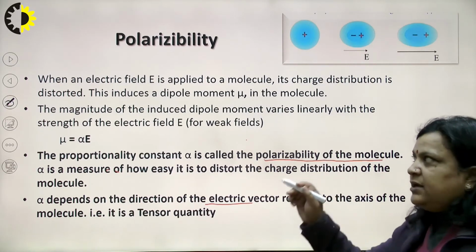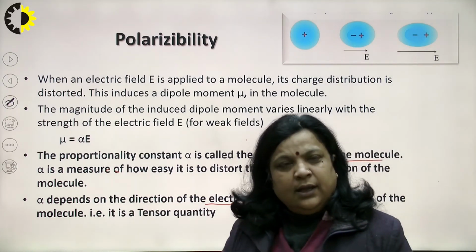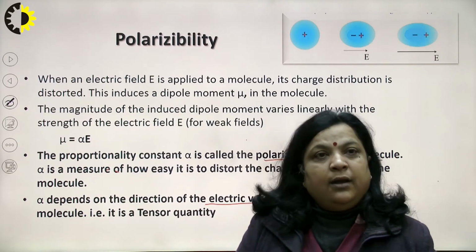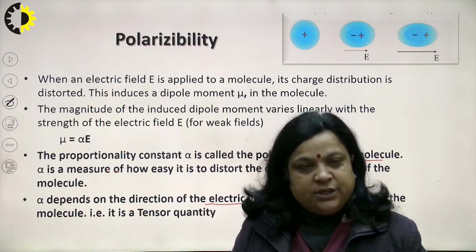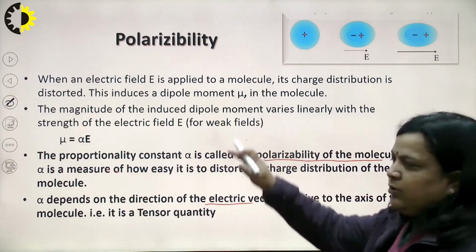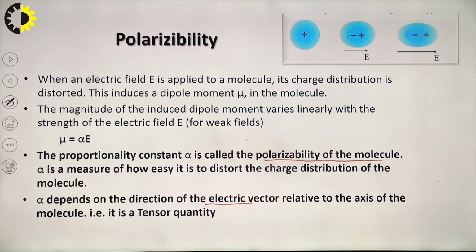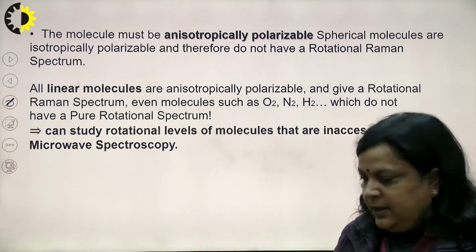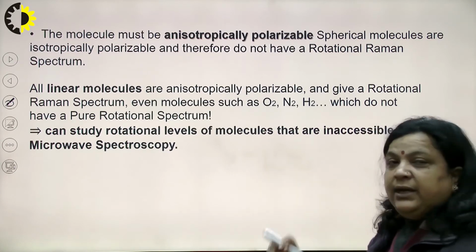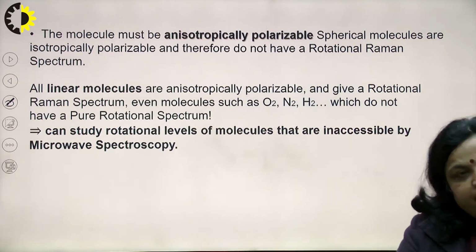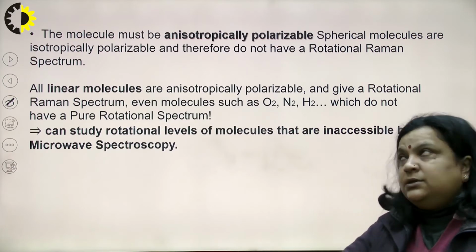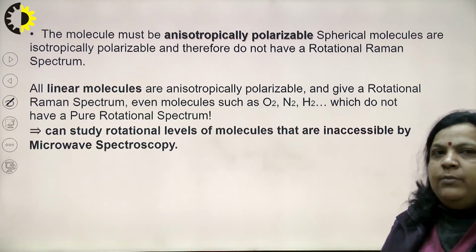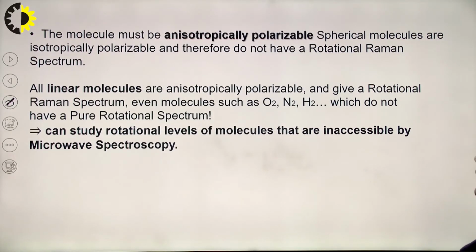In this lecture we took only a static field. If we apply a dynamic field, then the value of alpha also depends on direction, but here we take only this type of case. So, we can say that the molecule must be anisotropic. What is the meaning of anisotropic? It means different properties in different directions. So, here we can say different polarization in different directions. So, it must be anisotropically polarizable.